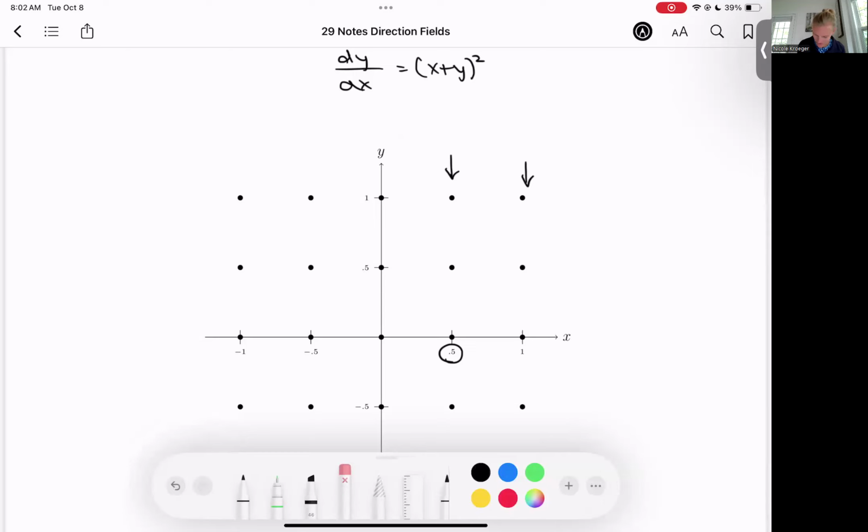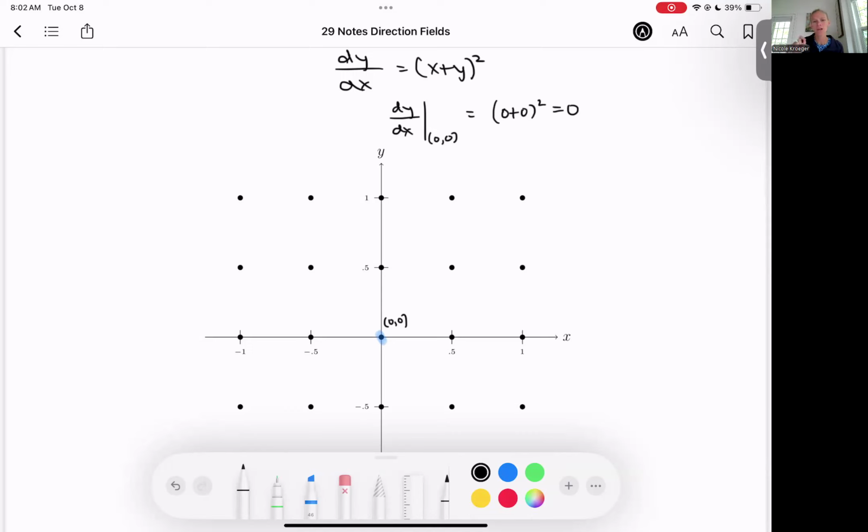What we are going to do is pick one of these points, pick our favorite point to get started. So maybe the point 0, 0. So this is x is 0, y is 0. We're going to plug that point into our differential equation. So at the point 0, 0, the derivative is 0 plus 0 squared, which is 0. Okay, so what this is telling us is that the slope of our solution at that point is 0.